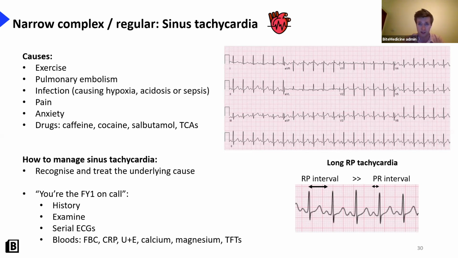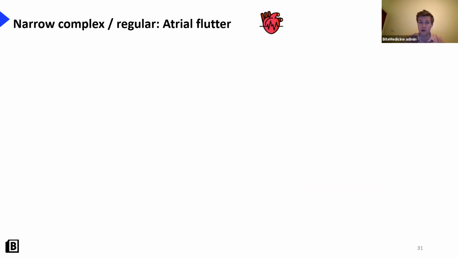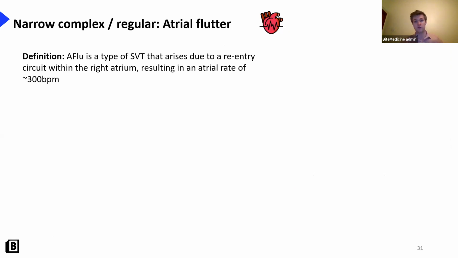So that's sinus tachycardias. So let's talk about atrial flutter. So atrial flutter is another type of SVT, and it arises due to a re-entry circuit within the right atrium. So essentially this is just a rotating electrical current that produces quite organized electrical activity in the atrium of about 300 beats per minute.